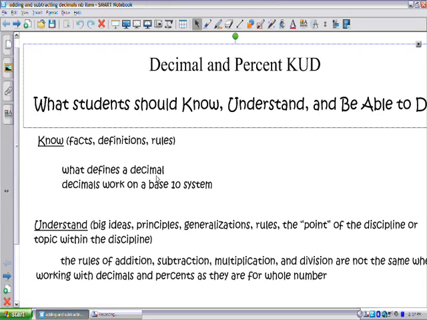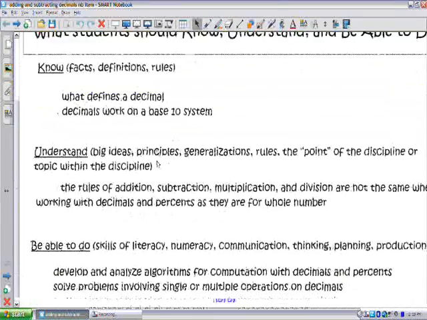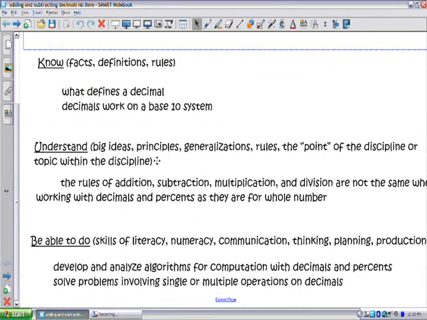I want you to understand that sometimes the rules of addition and subtraction are not exactly the same when we work with decimals as they are when you work with whole numbers. This is similar to the rules of adding and subtracting with fractions. You're going to be able to develop some sort of algorithm, some way of doing computation, adding and subtracting with decimals, to help you solve problems where there's one or more operations on the decimals. All right, let's get to the notebook item.